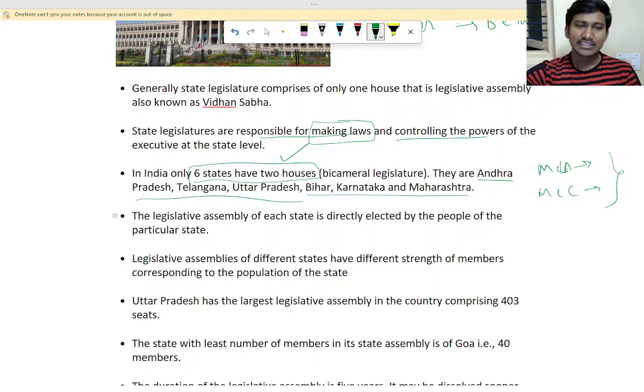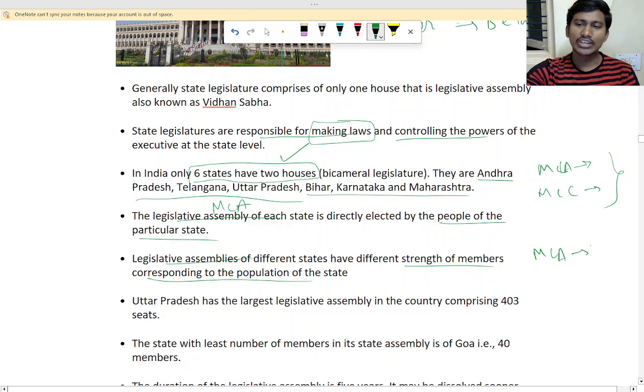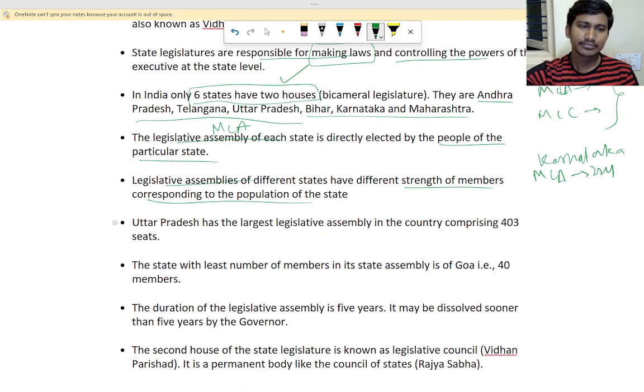Next, the legislative assembly of each state is directly elected by the people of that state. MLAs are directly elected. The legislative assemblies of different states have different strength of members. Depending upon the population, the number varies. Like in Karnataka there are 224 MLA seats. Like that in every state it is different.